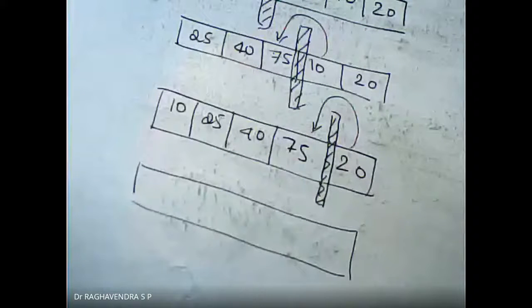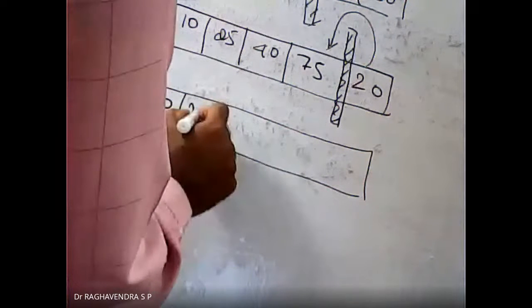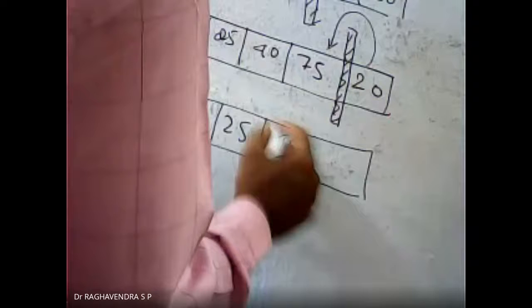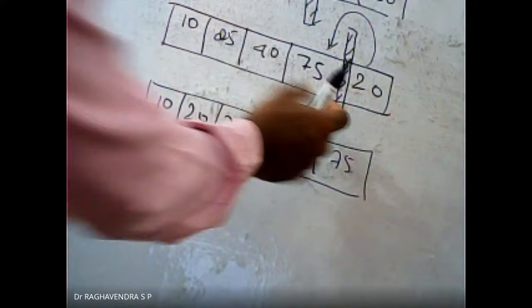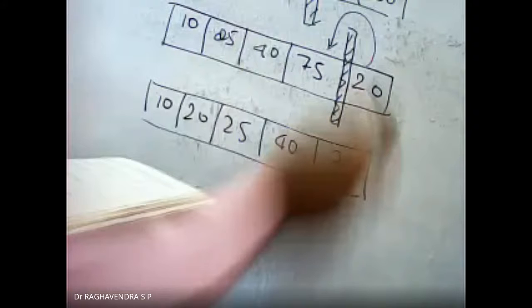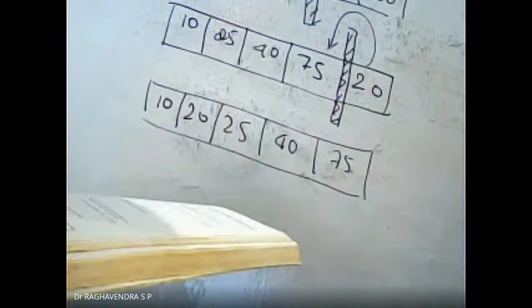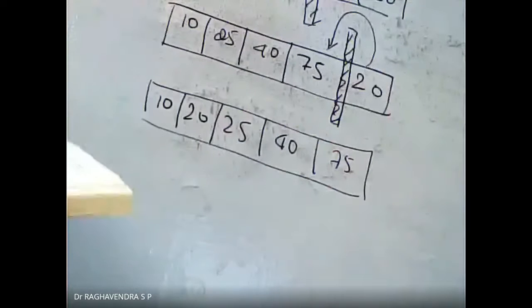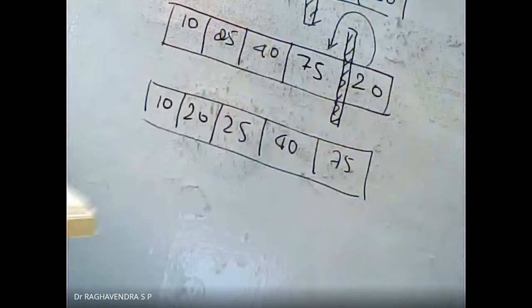So what are we going to get now? 10, 20, 25, 40, 75. So now, since there is no need to move the boundary because we have already exhausted the array, isn't it? So this is how we can solve the insertion sort. Okay. So this is the insertion sort.